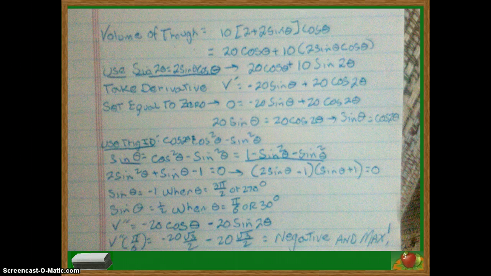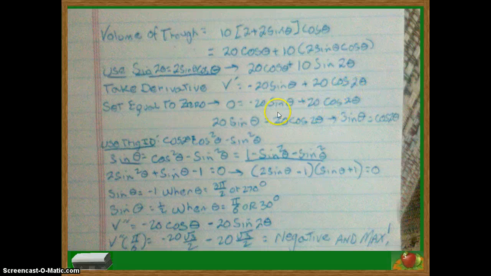You follow that? The reason I didn't multiply the second term out is that there's a trig identity that says the sine of 2 theta equals 2 times the sine of theta cosine of theta. So I'm going to substitute the sine of 2 theta in where I had 2 sine theta cosine theta. Now I have my formula for the volume of the trough. I'm going to take the derivative. V prime is going to be negative 20 sine of theta plus 20, because you've got to use the chain rule on that sine of 2 theta, don't forget, cosine 2 theta.